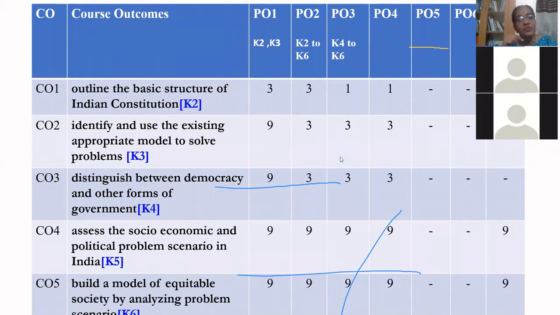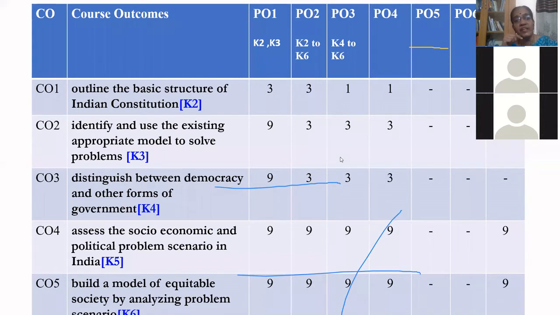Then for CO2, it is K3 level. So PO1 maximum K3. So you can give full weightage 9. And for PO2, it can go up to K6, but we are at K3 level. So I'm giving 3. Then for K3 with PO3, I'm giving 3. Suppose that applying is not possible in your particular course, you can even have a dash if it is not related, or lightly means 1. Then for CO3, it is addressing K4. But in order to evaluate, they should have a thorough knowledge in the discipline.